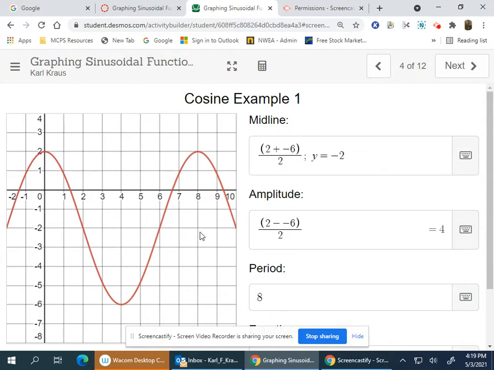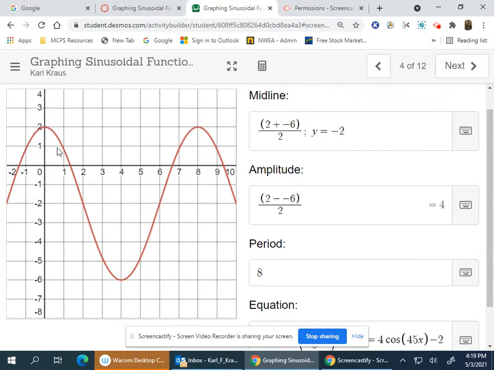Example 1 here, you want to find the midline. So you can add the maximum 2 and the minimum -6 and divide by 2. So you're finding the average of the maximum and minimum to find the center. It's y equals -2. The amplitude, you can do the maximum minus the minimum divided by 2, which is 4, or you go from the center line to the maximum, which was 4 units, or from the center line -2 to -6 would be 4 units.